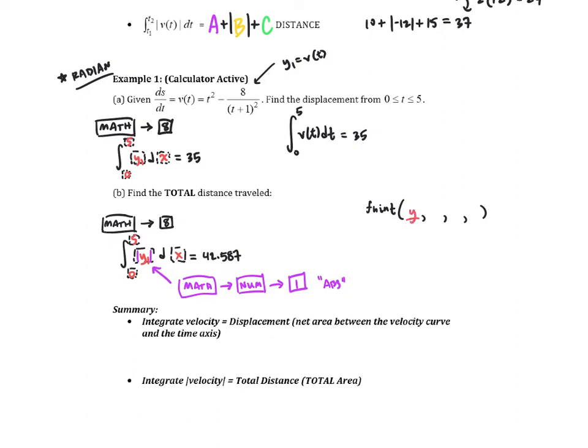But you're going to put in y1. Okay, so if you're doing your displacement, you're going to put in y1. If you're doing total distance, you're going to do the abs work there, and then put in y1. Okay, and then your independent variable, which is x, and then your limits, 0 to 5. And you should get exactly the same answers, right? You should either get 35 or 42.587, depending on which method you're using. Okay, so that's how you use your older model calculator to do that.